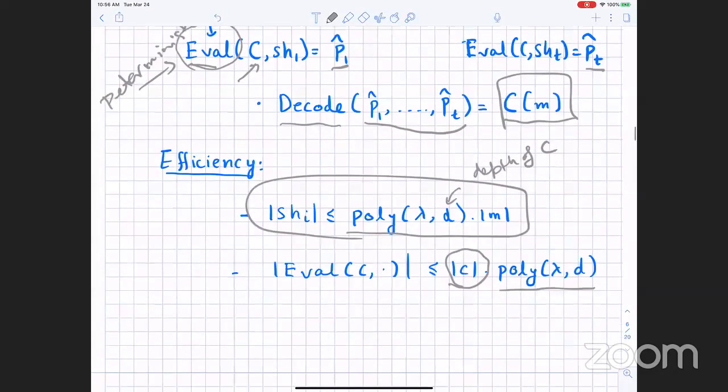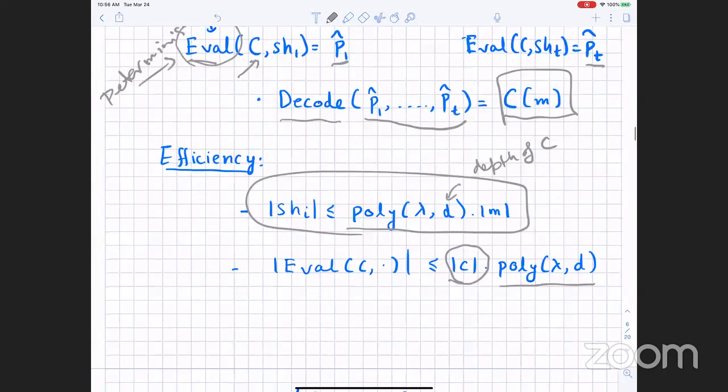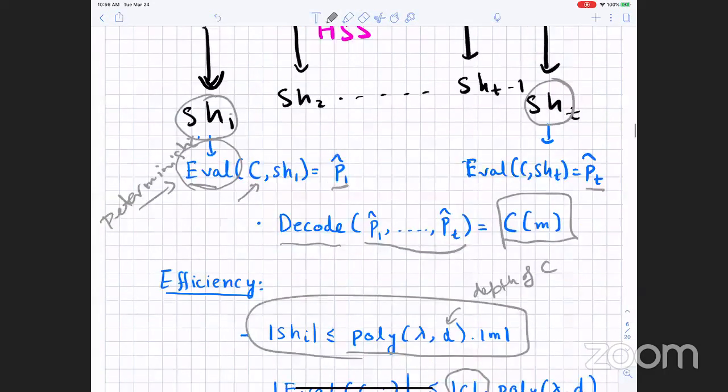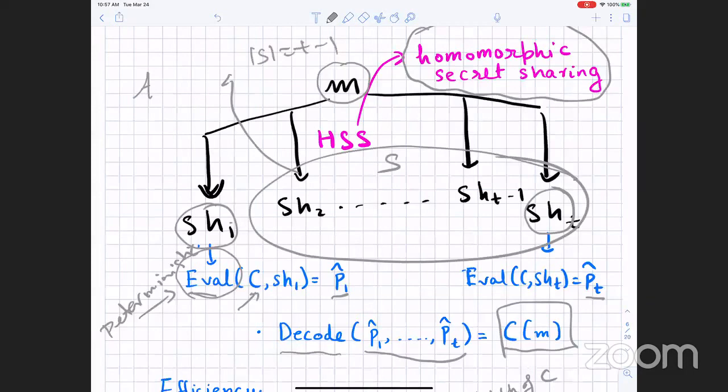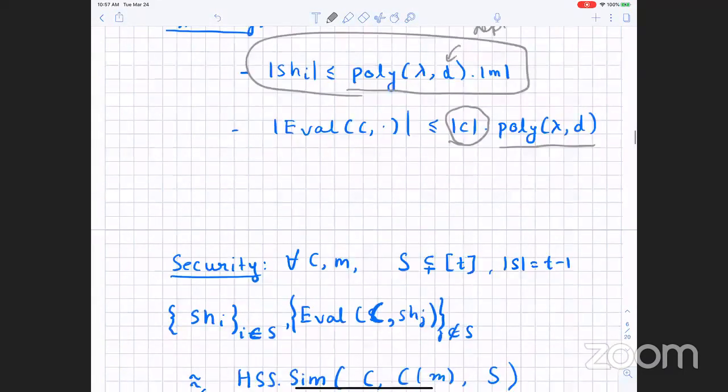Now comes the main point. What's the security? Security says, let's say you have any adversary A, which is polynomial time, of course. It is able to corrupt some T-1 shares. So let's say this is some set S, where the size of the set is T-1. It gets access to T-1 shares of its choice. And then it can also ask for an eval query on the remaining share. Then whatever view this adversary gets, which consists of the T-1 shares and the remaining evaluation share, should be simulatable using the HSS simulation algorithm.